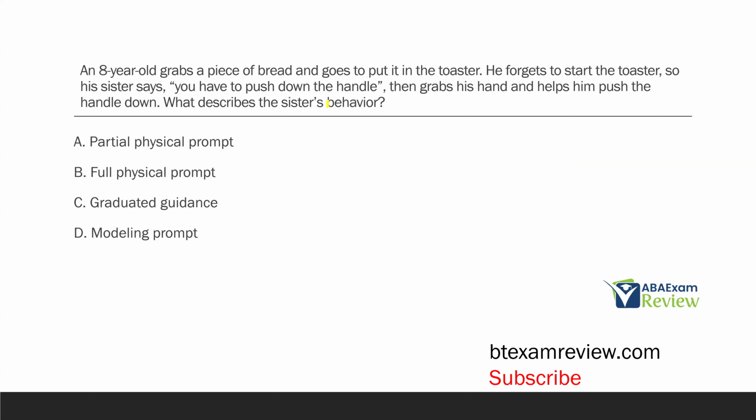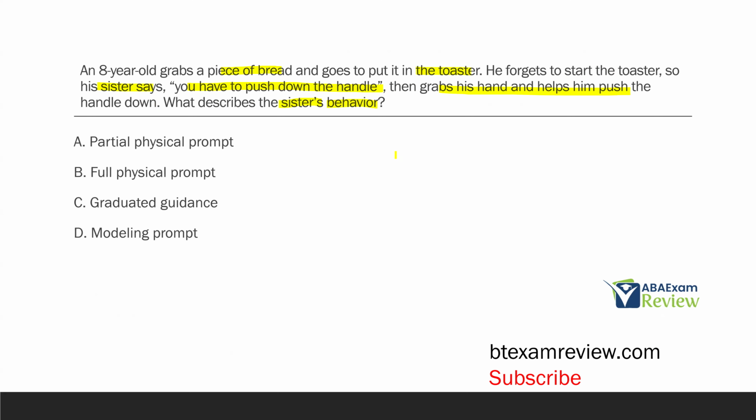All right, so a pretty straightforward behavior question. One of the hardest parts about a behavior question is identifying who we are looking at. Especially when there's two or more people, you want to identify whose behavior exactly you're concerned with. In this case, we know we're looking at the sister's behavior. So what context are we talking about? There's an 8-year-old who grabs a piece of bread and puts it in the toaster. He doesn't start the toaster, so his sister, who we're looking at, says, "You have to push down the handle," then grabs his hand and helps him push the handle down.